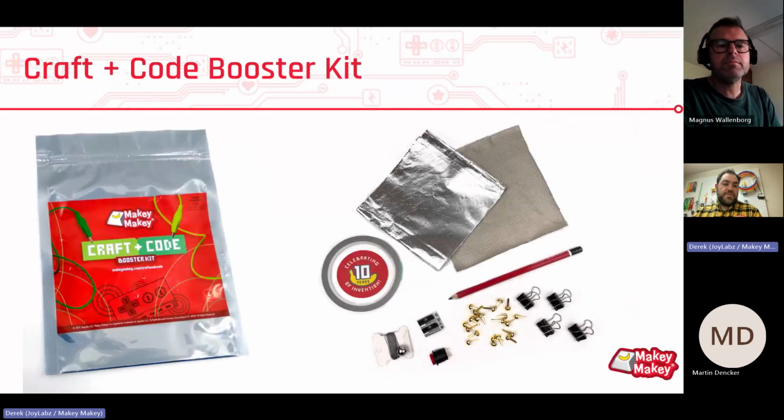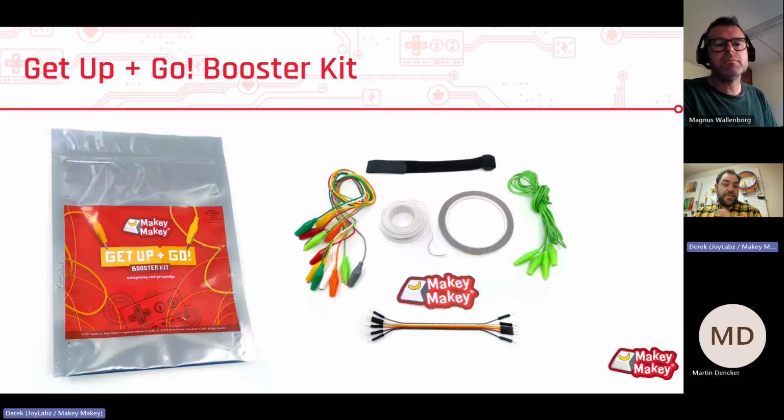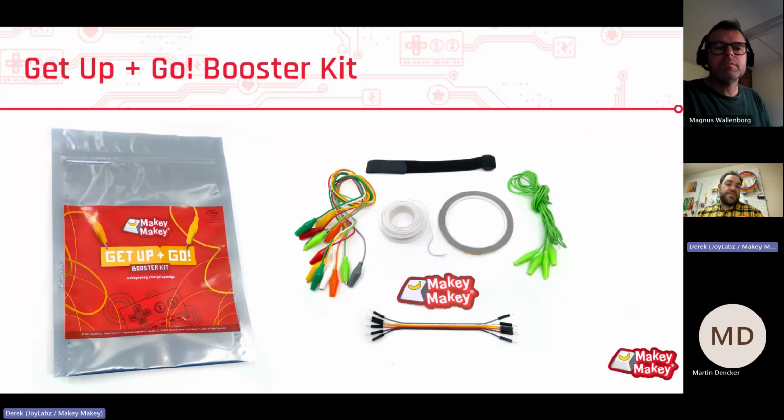Again, a little bit closer up of the Craft and Code kit and the Get Up and Go. So the 2 different accessory kits are materials designed for different projects. Craft and Code are more cardboard, desktop size materials for building more craft projects. Whereas Get Up and Go has a lot of long wires. It's designed for projects that are getting up and moving around, like a really big floor piano or a push-up counter, things like that.